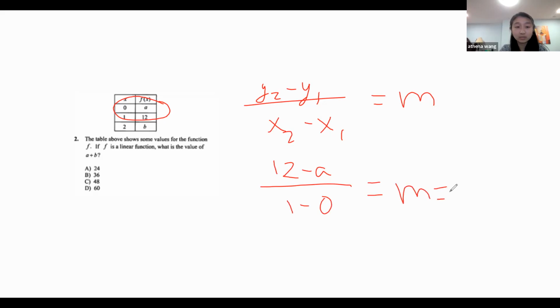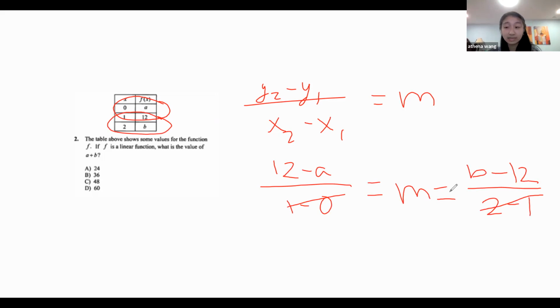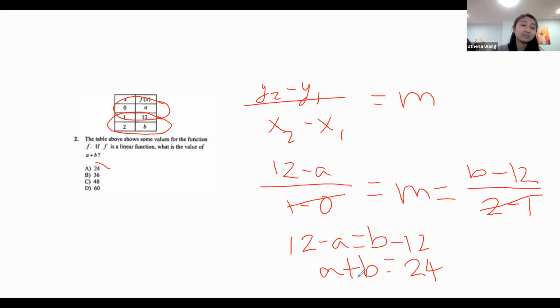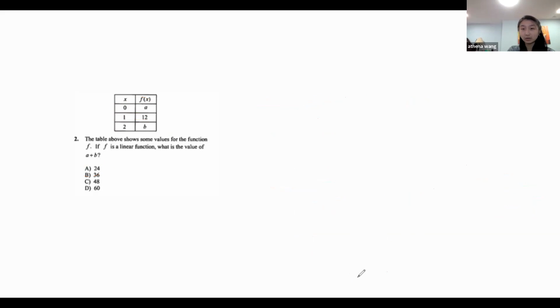And then we can also take the second two because we know (1, 12), so that's the easiest to take. So we have (b minus 12) over (2 minus 1). So 1 minus 0 is just 1, 2 minus 1 is just 1. So we only have 12 minus a equals b minus 12. So then if we move the two variables onto one side, we have that a plus b equals 24. And that is A.